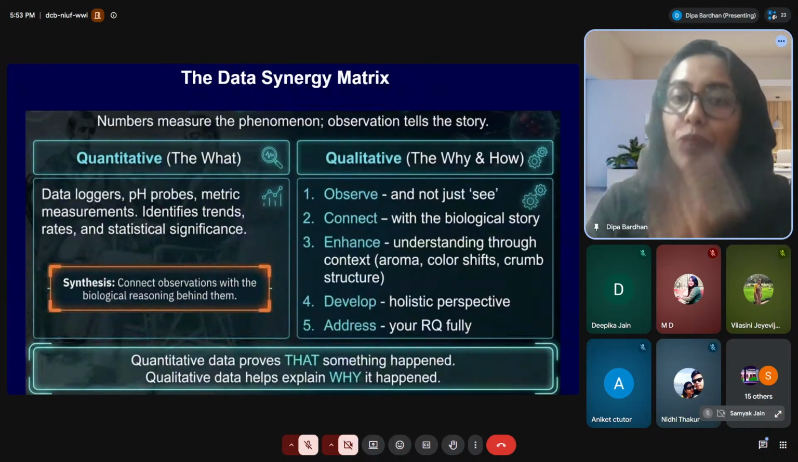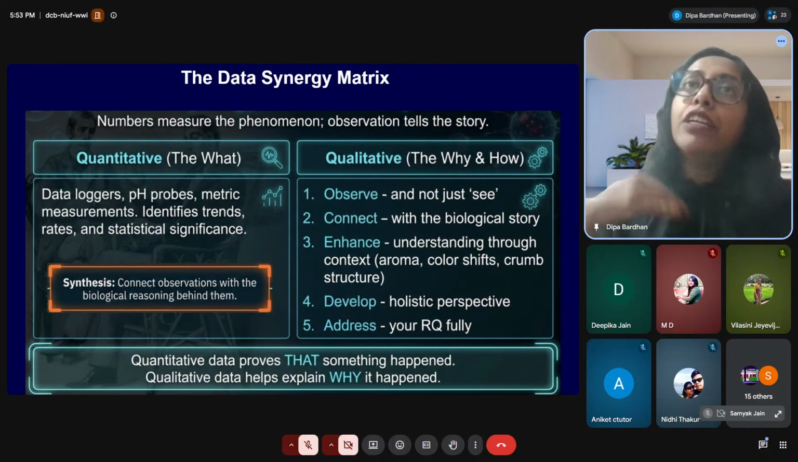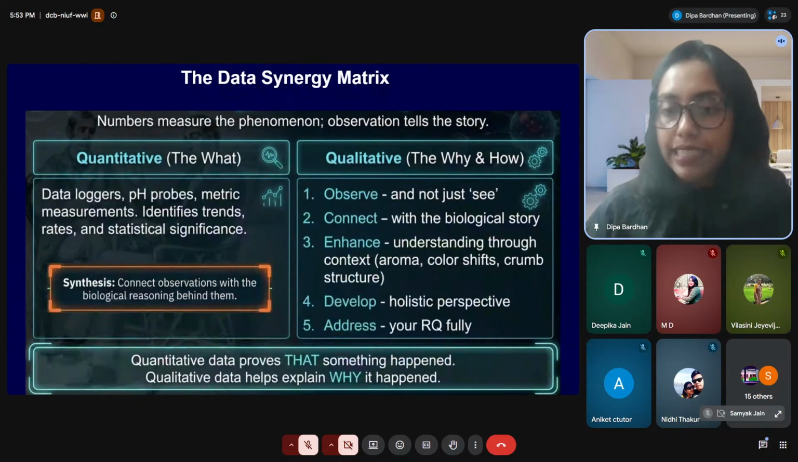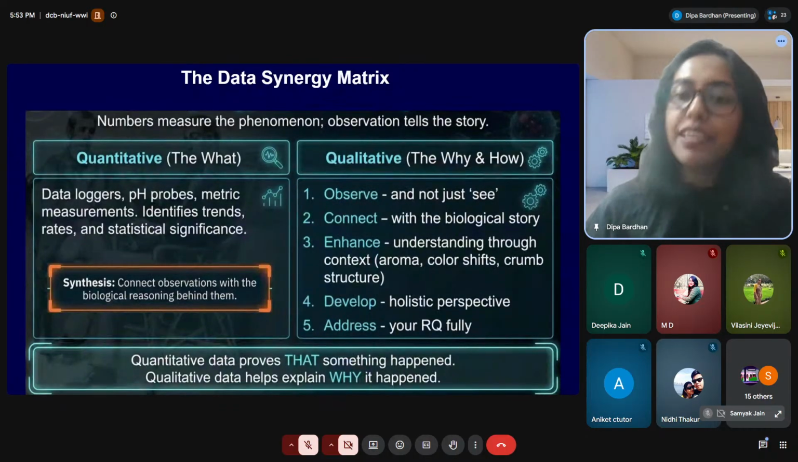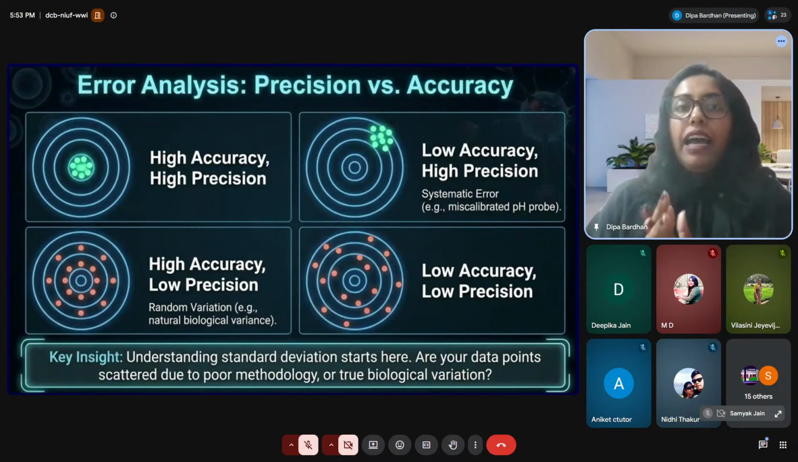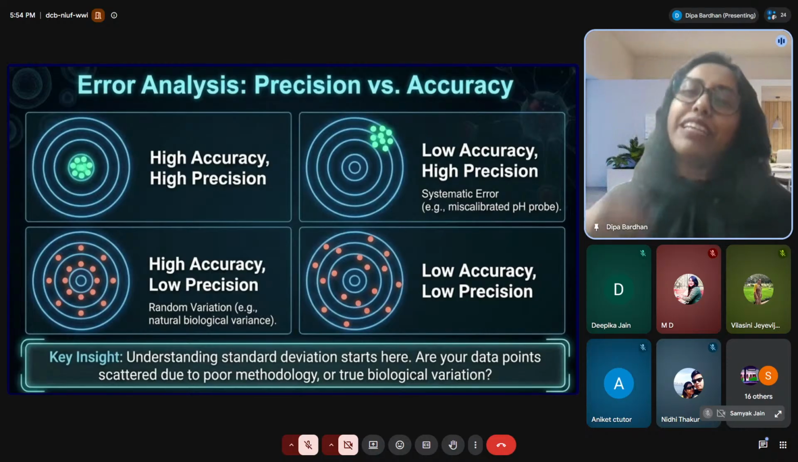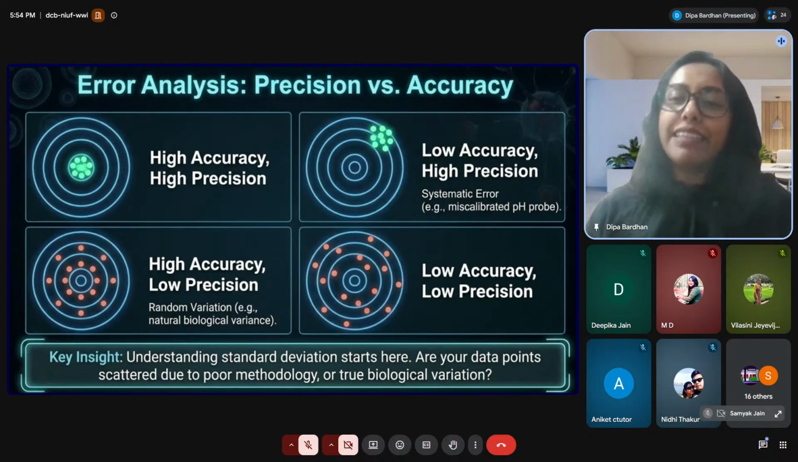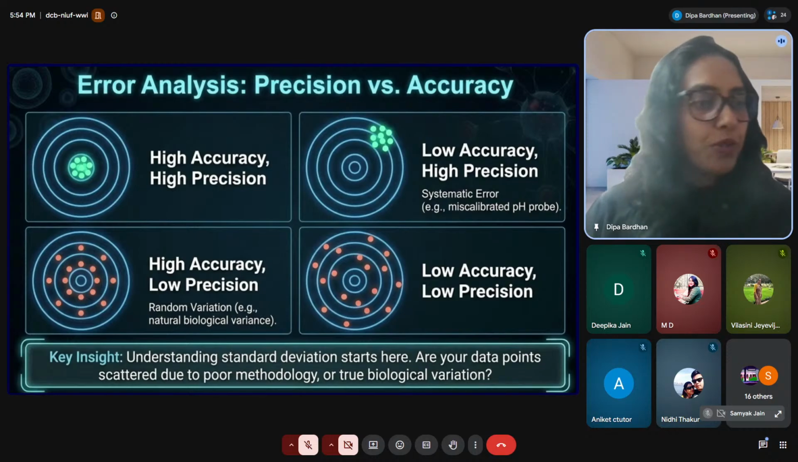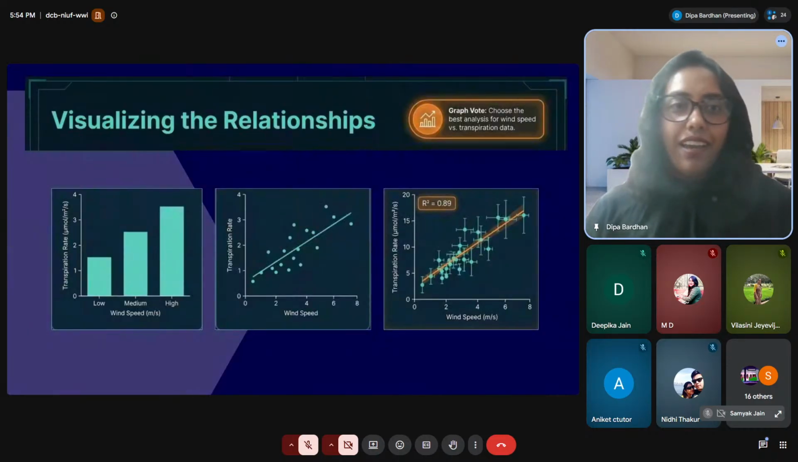So connect the qualitative observations to reason the quantitative data in your analysis, in your conclusion. According to precision and accuracy, I think most of the students are aware of it. This is given in the random errors or the error analysis every time by the teacher. I will just skip this slide so that we can get along well.